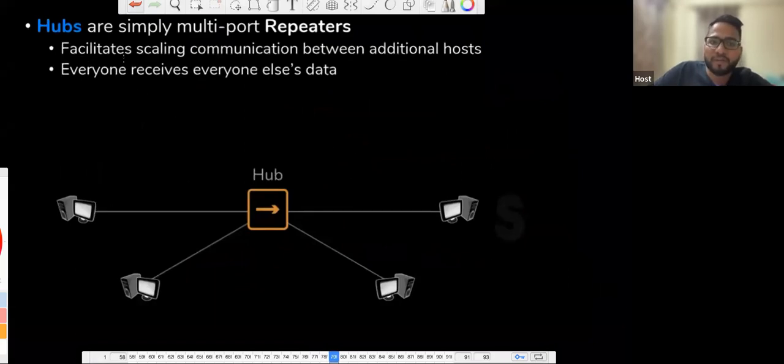Hubs are simply multi-port devices facilitating the scaling of communication between additional hosts, just like a repeater which connects two or more hosts probably, but hubs just connect more hosts than the repeater. Everyone receives everyone else's data. This is very important, right? Everyone receives everyone else's data.